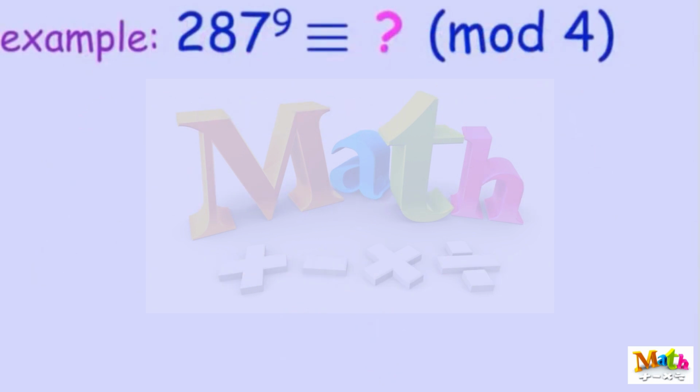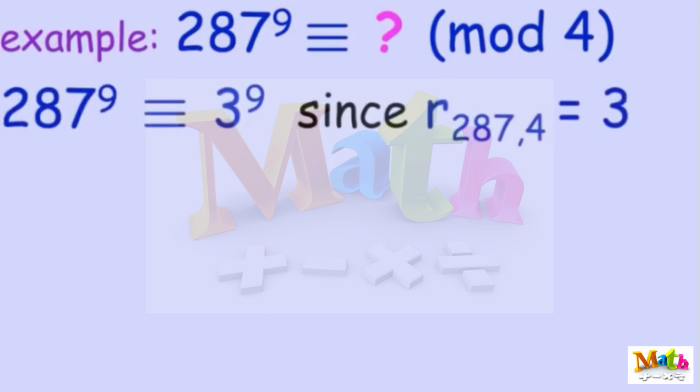Let's do an application of this remainder arithmetic idea. Suppose I want to figure out what's 287 to the 9th power modulo 4. Well, for a start, if I take the remainder of 287 divided by 4, it's not very hard to check that that's 3. And that means that 287 to the 9th is congruent mod 4 to 3 to the 9th. So already I got rid of the 3-digit number at the base of the exponent and replaced it just by a 1-digit number, 3. That's progress.